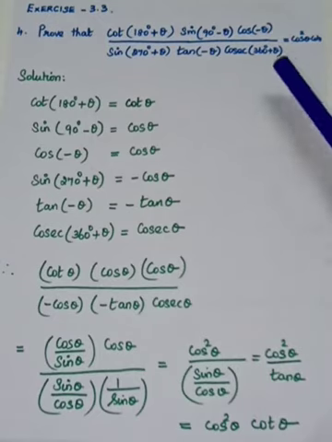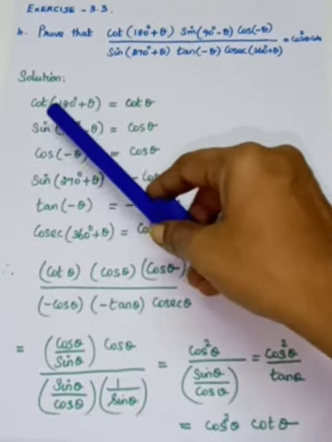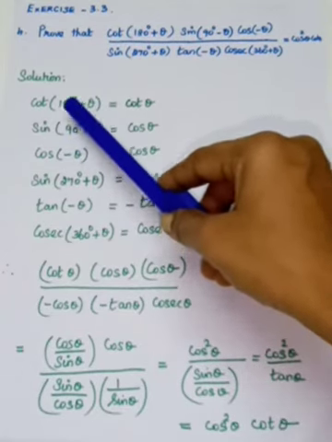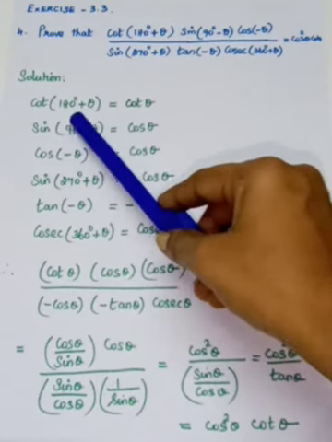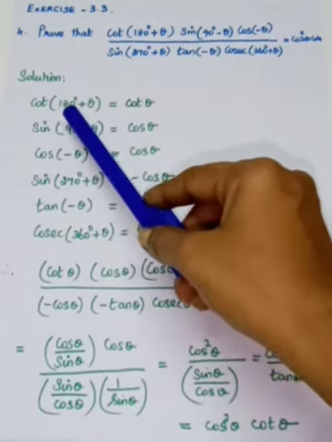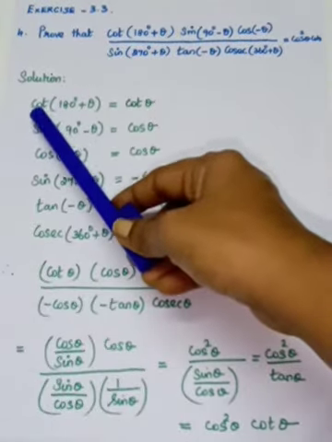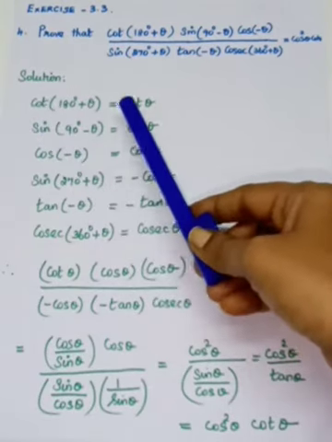We have to prove this. I'll take the first term, cot of 180 degree plus theta. First you have to determine the sign for this trigonometric ratio. Look at your angle, 180 degree plus theta. Along with 180 degree, some acute angle is added, so definitely it lies in the third quadrant. Using the ASTC rule, in the third quadrant, tan theta and cot theta are positive. Here the ratio is cot, so it is positive.